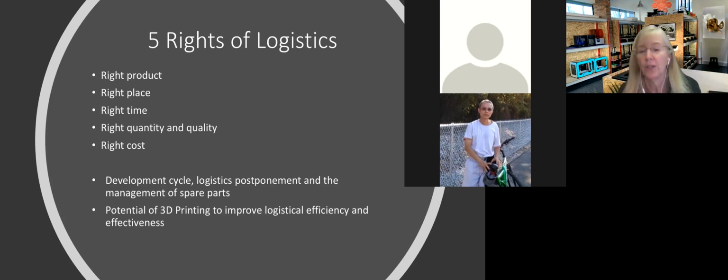If we think about the development cycle, and we're trying to sort of get things to market as quickly as possible, develop things iteratively with the market, alongside the market, 3D printing really will help you with that. Logistical postponement, so in terms of being able to ship material and then make product on site, that's a real advantage. And then the management of spare parts.